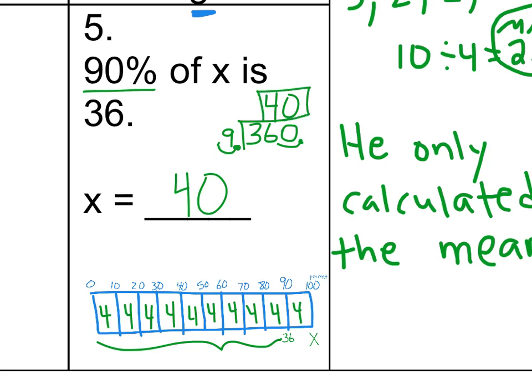So why would I divide? Because when you divide by a decimal, or a fraction, or a percent, your whole number gets bigger. When you multiply, it gets smaller. It works as the opposite of a whole number.